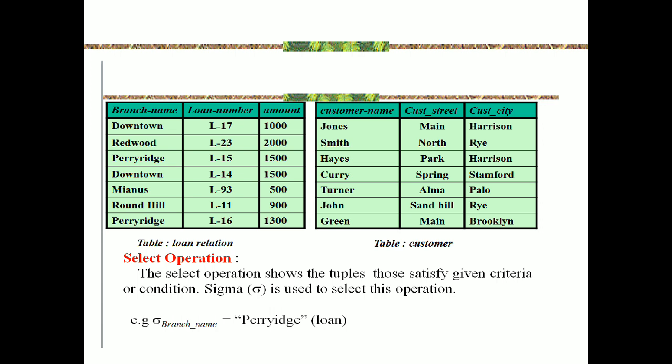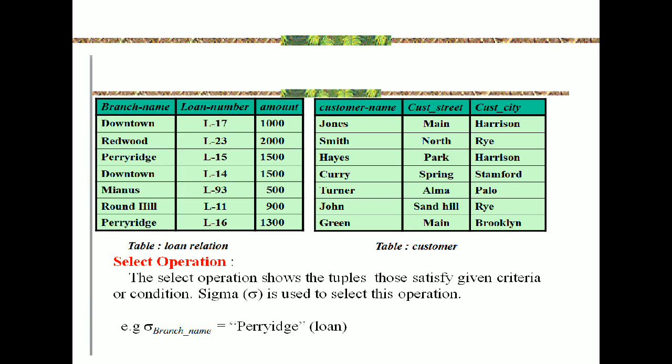Now we see how we can write the select operation using relational algebra. For the select operation, one symbol is used, the Greek symbol called sigma. The sigma operation is used to show the select operation in relational algebra. The select operation shows the tuples that satisfy the given criteria or condition. So how do you write the relational algebra for the select operation?